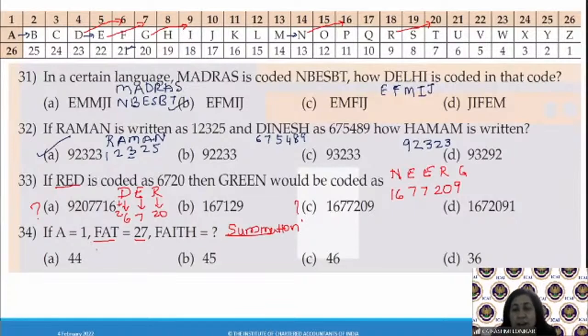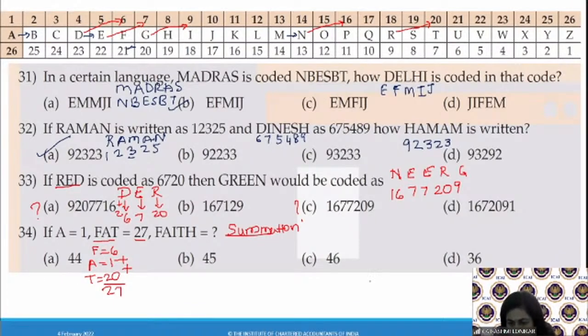Now what is the number assigned to F? F is equal to 6, A is equal to 1, and T is how much? T is 20. Okay, where did I get this number? I am getting this from here. T is 20. So can I see here, if I add them up, this is 27, right? This is 27. So what will happen over here?